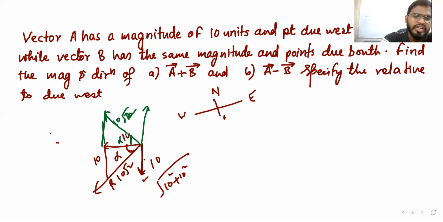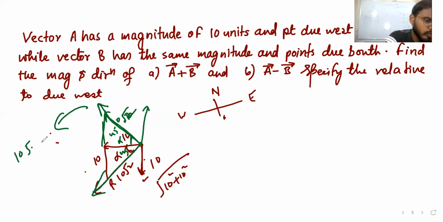10 root 2 alpha. If you find this, 10 by 10, it is 45. This is also 45. Now the direction changes. Here the direction is this, and here the direction is this, right? So for this we can say 10 root 2 at 45 degrees north of west.